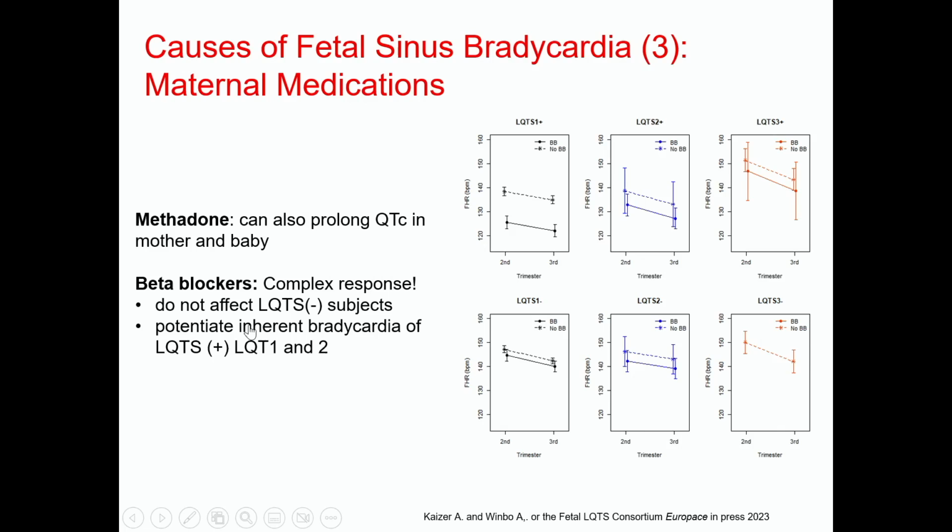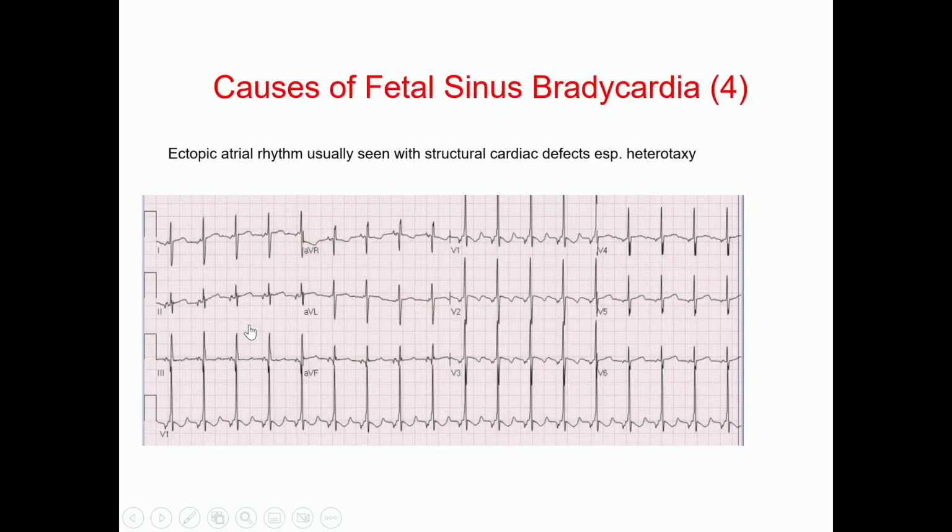Other medications can cause fetal sinus bradycardia. One of them is methadone, and methadone can also prolong the QT interval. We were fooled a couple times by that, thinking we had a genetic channelopathy, but it was just the methadone, and that went away shortly after the baby was born. And beta blockers can also affect the fetal heart rate.